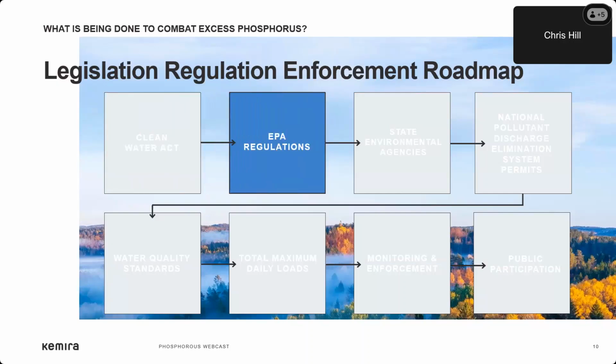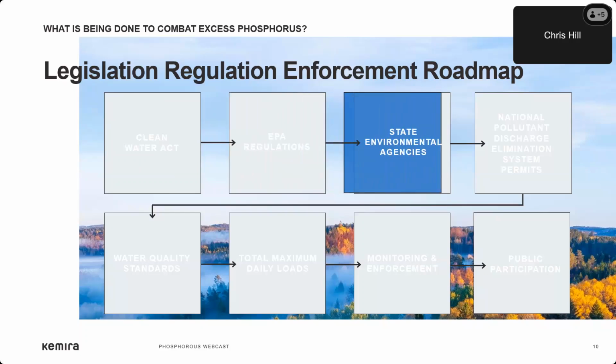The next is EPA regulations. The EPA sets national standards and guidelines for water quality and pollutant discharge. Next is state environmental agencies. The states are authorized to implement the Clean Water Act through their own environmental agencies. States may develop additional regulations that are more stringent than federal standards.